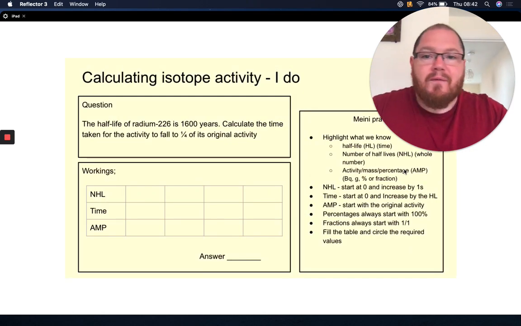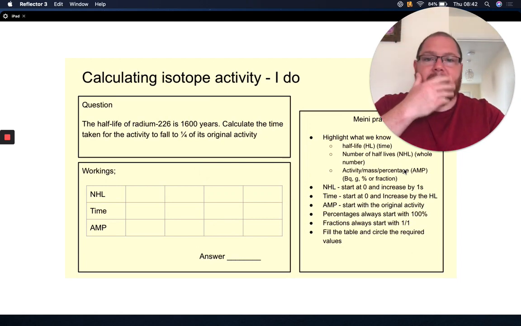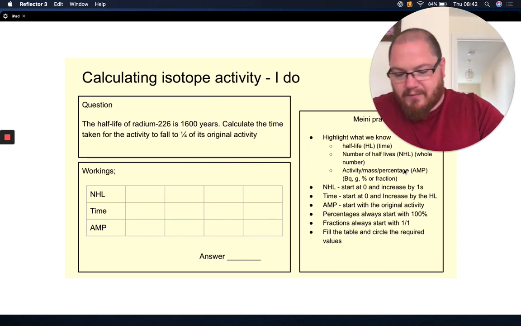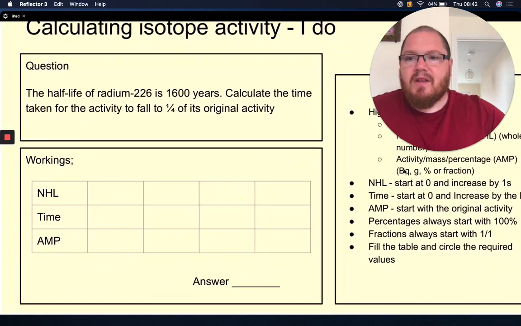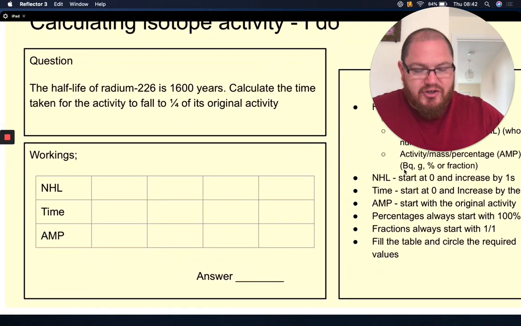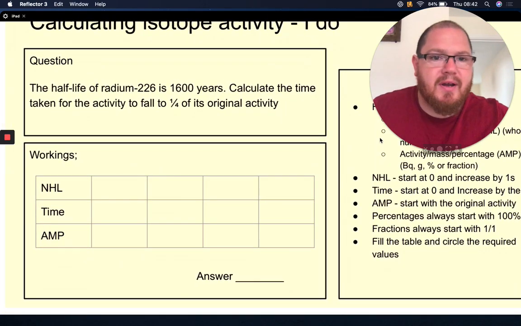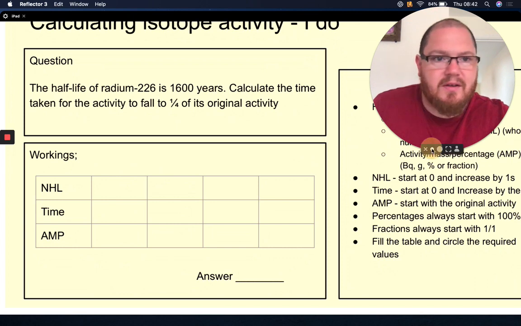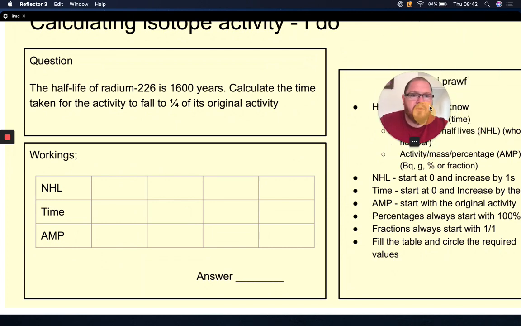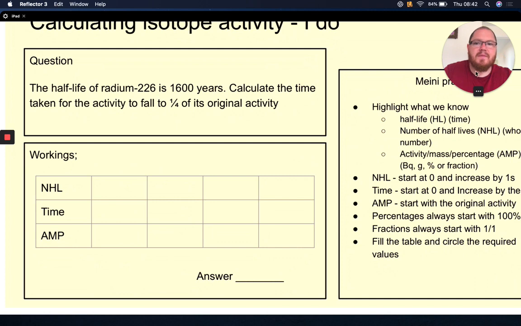So the first one, we're going to calculate an isotope. I'm going to do this one for you. So it says there, this typical question, and let me just minimize my face a minute, and let's put that up there. Brilliant. Okay, so the question is, the half-life of radium-226 is 1600 years. Calculate the time taken for the activity to fall to a quarter of its original activity.